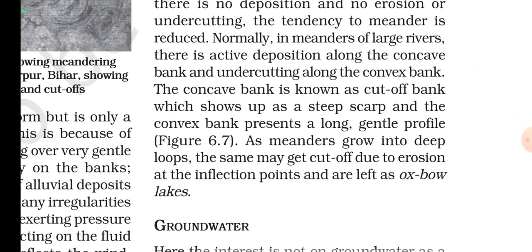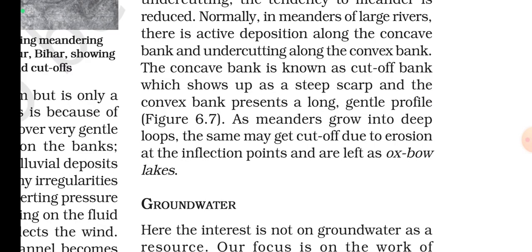As meanders grow into deep loops, the same may get cut off due to erosion at the inflection points and leave behind oxbow lakes.